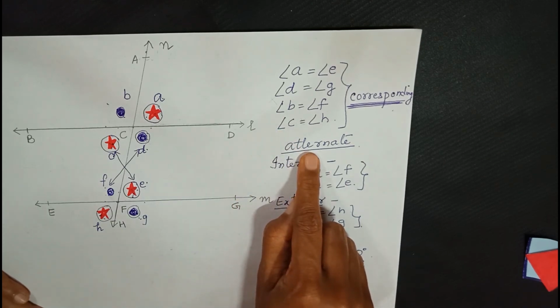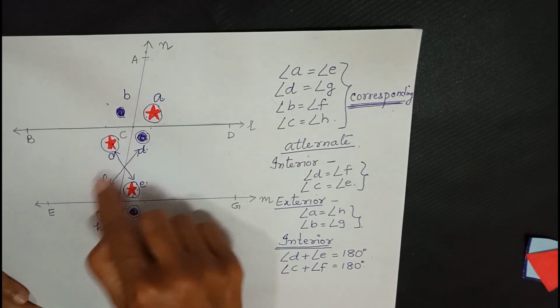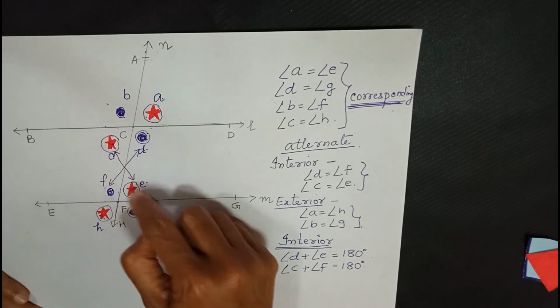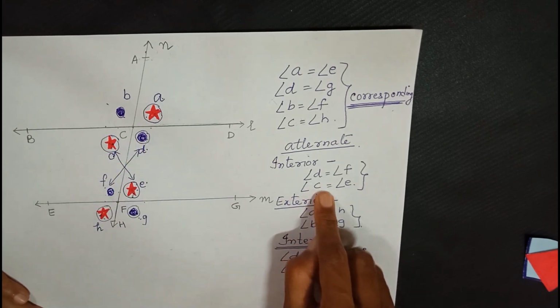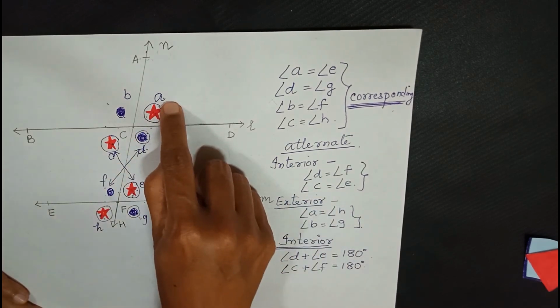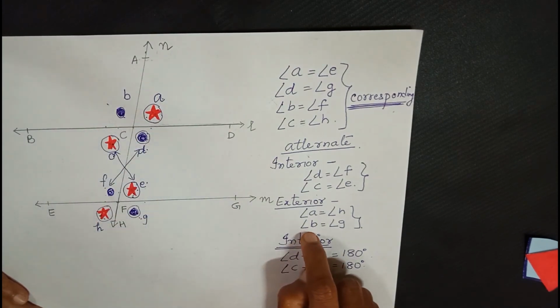Next we come to alternate angles. Now the interior ones, you can see these two are alternate. Both are blue. These two are alternate. Both are red. That means here also alternate angles are equal. Now let's go to exterior. Again you can check. Both are red. Here both are blue. So again we get alternate angles are equal in measure.